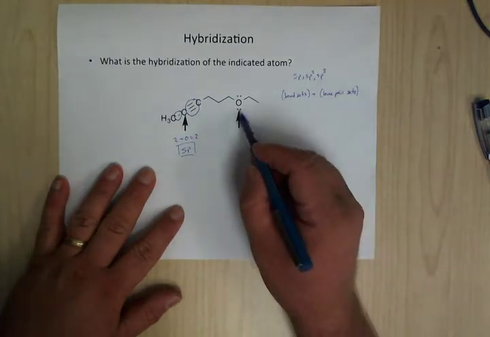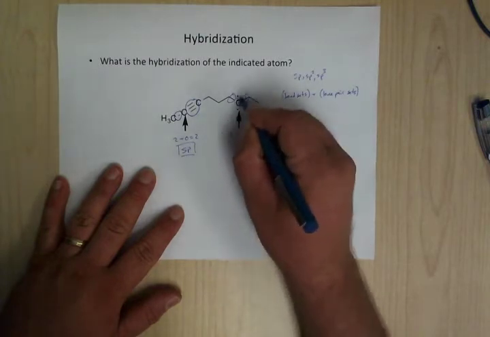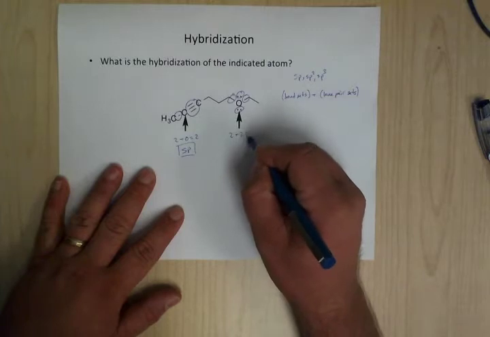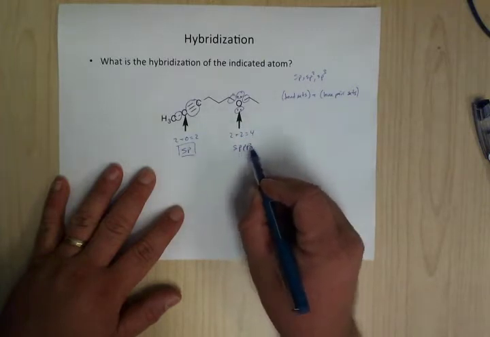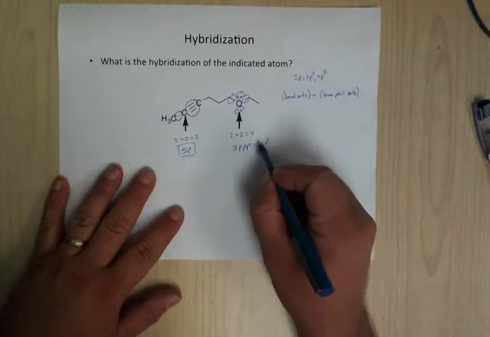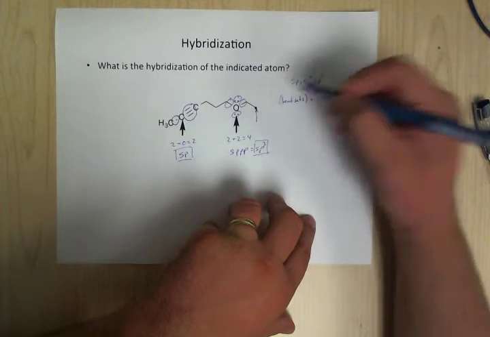For this one here, there's 2 bond sets for that oxygen, and there's 2 sets of lone pairs. So 2, so 4, that means it's S, P, P, P. 4 letters, 1, 2, 3, 4. So it's SP3.